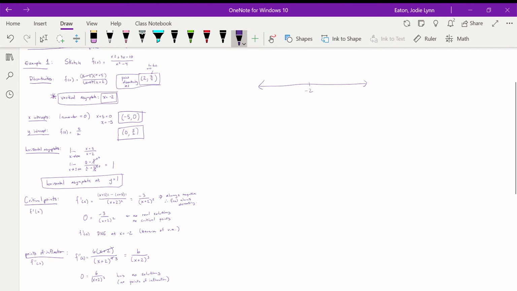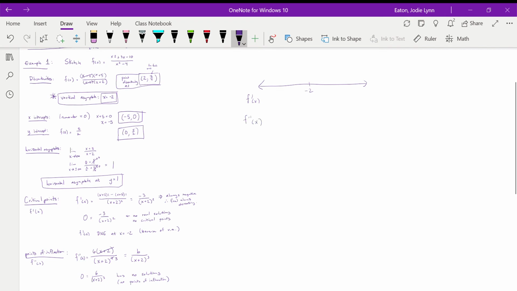Functions can change from being increasing to decreasing at a vertical asymptote. You can also change concavity at a vertical asymptote. So we need to look at the signs of f prime and f double prime at those points. We don't have any critical points, so we don't need to put any of those in. And we don't have any points of inflection, so we don't need to put those in. So really, we're just looking at what happens to f prime of x on either side of negative 2 and what happens to f double prime of x on both sides of negative 2.